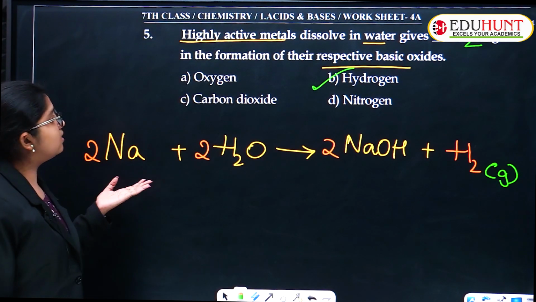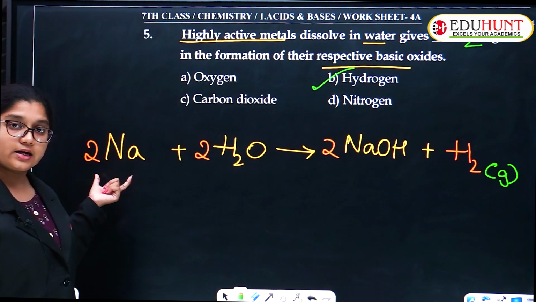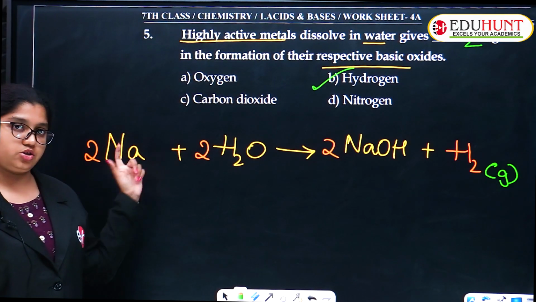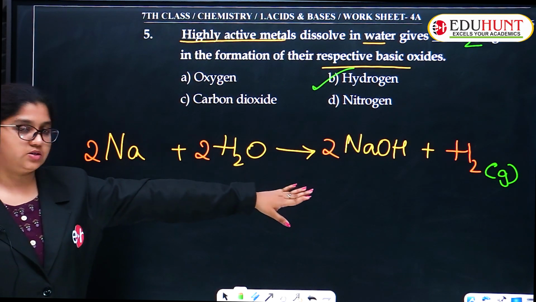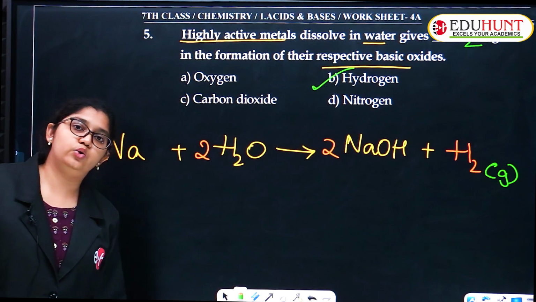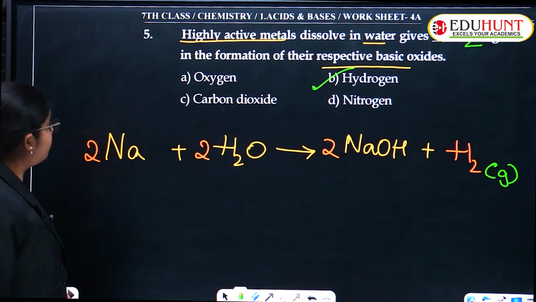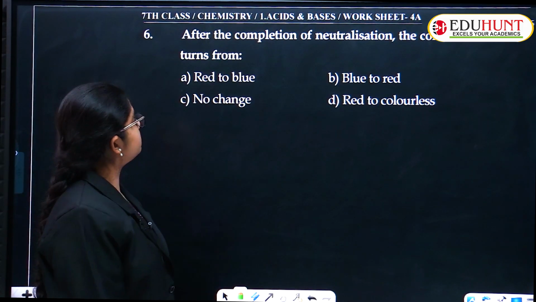When we react a highly active metal with water, it gives the respective basic oxide and also hydrogen gas. Okay. Now, moving to question number 6.